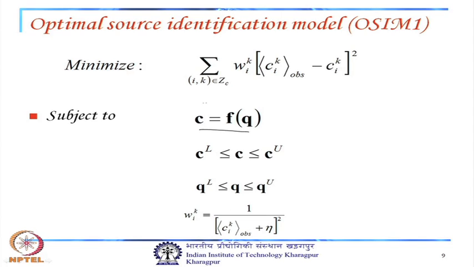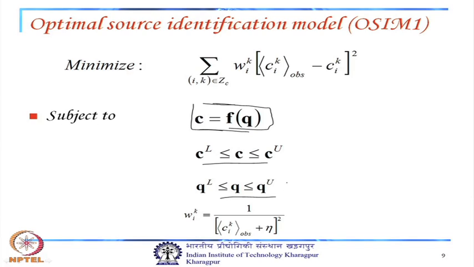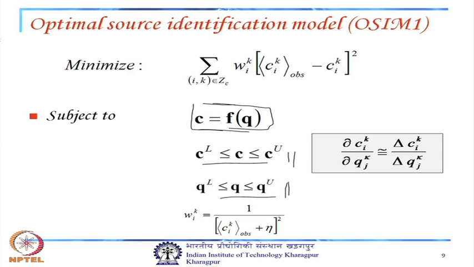This C of Q is again our simulation model. This is a restriction in terms of concentration, and this is a restriction in terms of our injection from sources. Let us say there will be some kind of physical limit for the injection rate, that is maintained with this particular constraint. And there is some physical limit for concentration that is maintained with this particular constraint. And this is one typical component of our Jacobian matrix that is being calculated based on a finite difference approach.